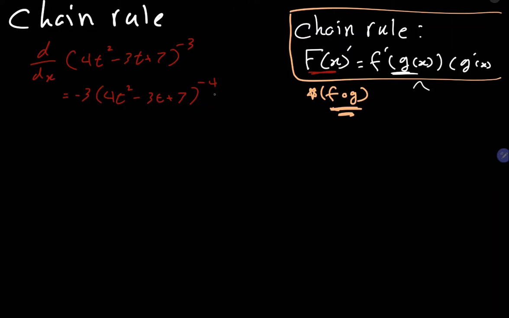Then we are gonna multiply it by the derivative of the inside function. So the inside function here is 4t squared, which is gonna be basically 8t minus 3, and that's simply the final solution. You can just stop here. No need to distribute or do anything else.